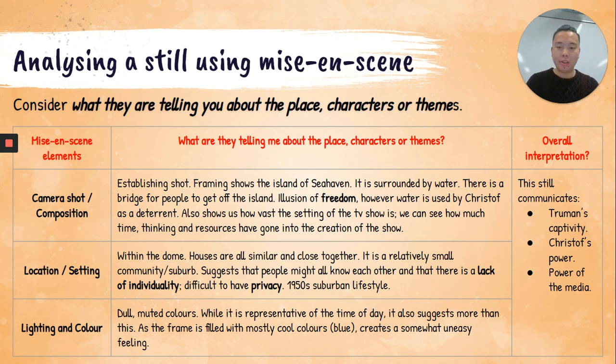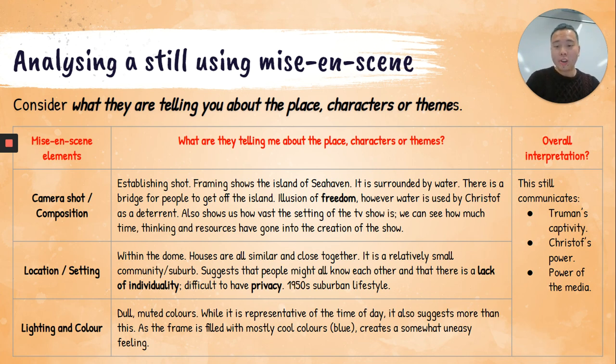Well, for example, I've written there you've got an establishing shot. The framing shows the island of Sea Haven that's surrounded by water. There is a bridge for people to get off the island, but this is merely an illusion of freedom because water is used by Christoph as a deterrent to stop Truman from actually ever leaving Sea Haven. The establishing shot also shows us how vast, how large the set of the TV show actually is. We can see how much time, thinking, resources have actually gone into the creation of the show.